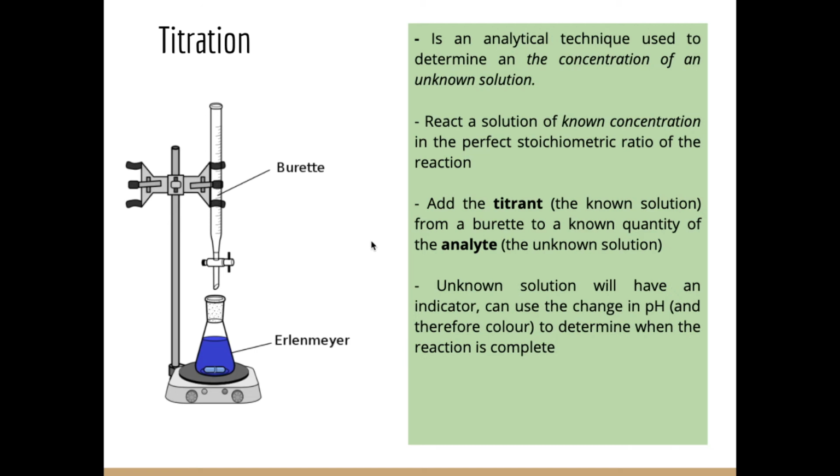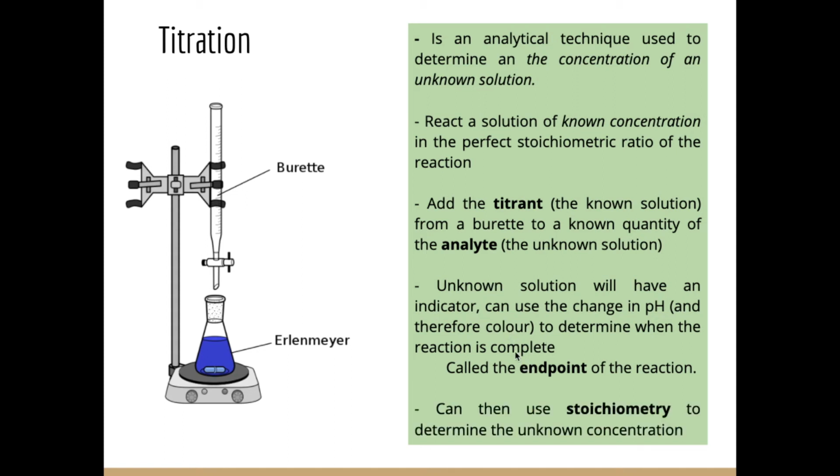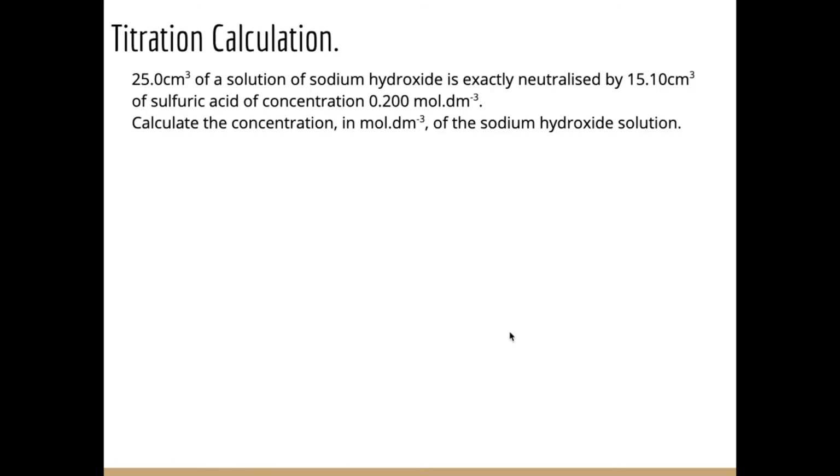How do you know the perfect ratio has been achieved? You do it by measuring the pH. The unknown solution will have an indicator, so down here. You can use the change in pH and therefore the color that will be seen, because you'll have an indicator in there, to determine when the reaction is complete. This is called the endpoint of the reaction. So you use the change of color of the indicator to show the pH has changed, and that has shown that the perfect stoichiometric ratio has been achieved. You can then use stoichiometry to determine the unknown concentration.